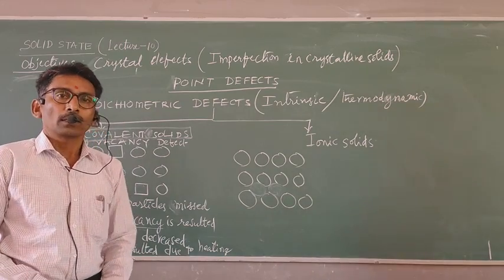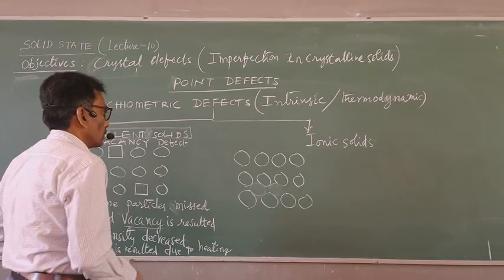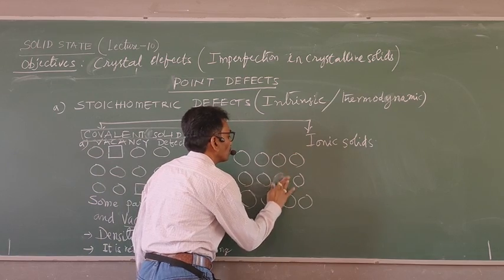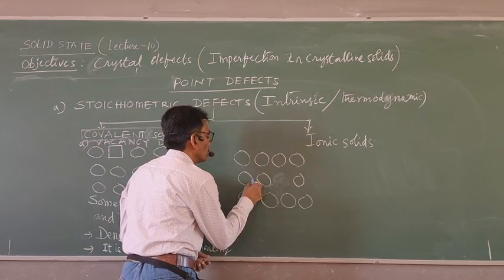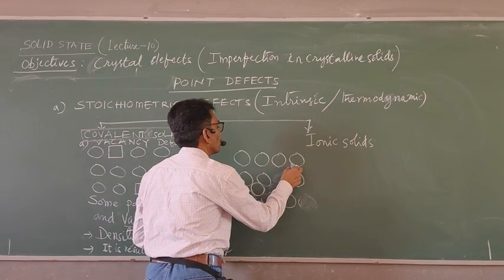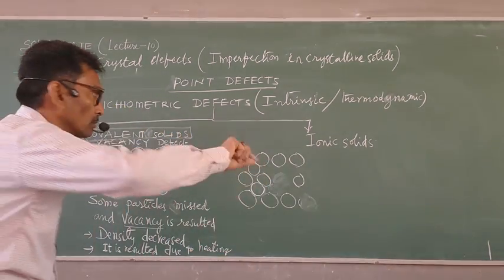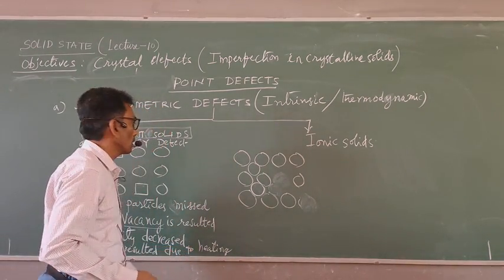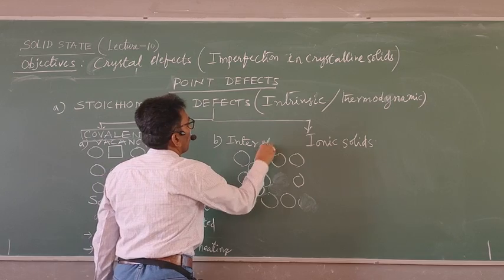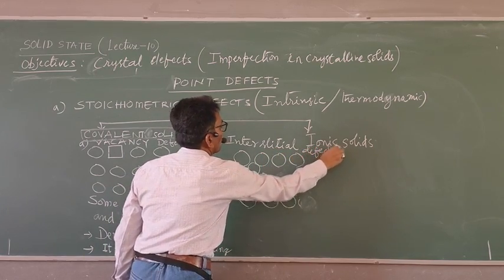The particle is dislocated from its position and occupies the void. If the particle is removed from here and it is occupying here, this type of defect is known as dislocation, and it is known as an interstitial defect. These two are observed here.